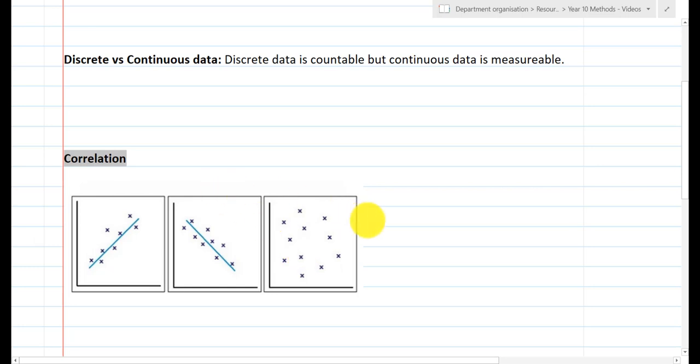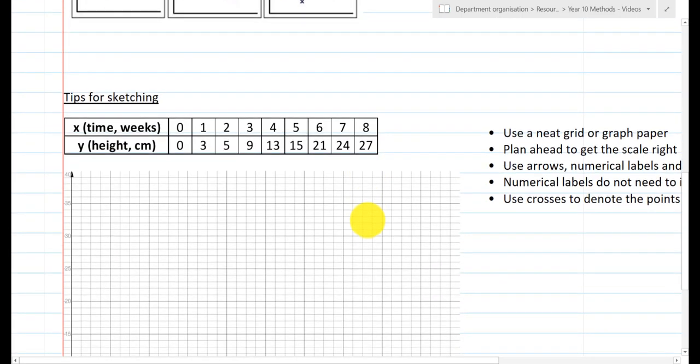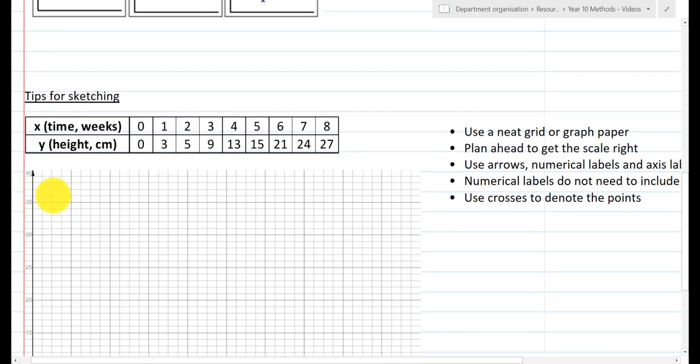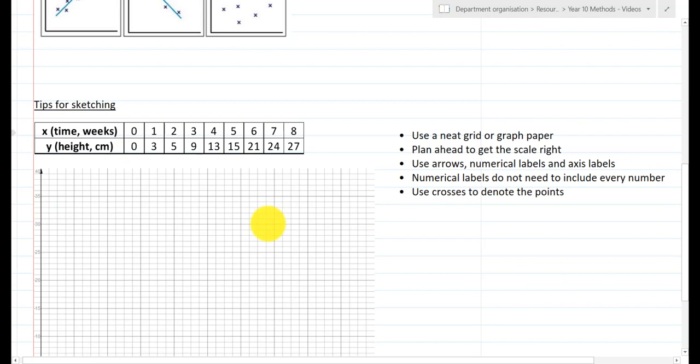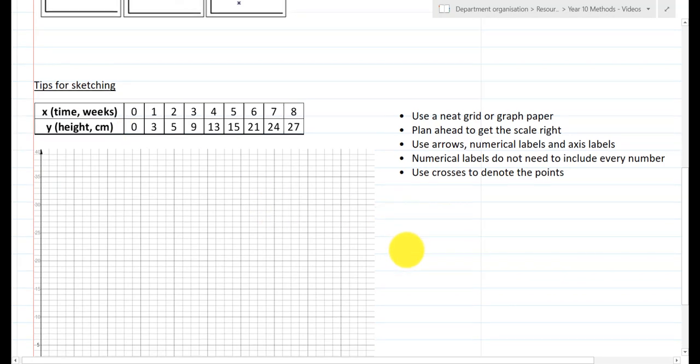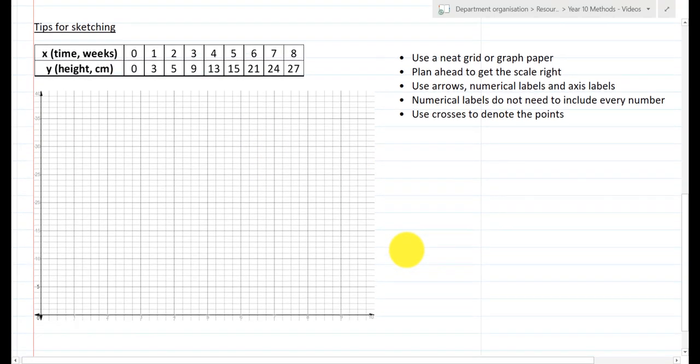So there's correlation. What I'm going to do now is talk to you about how to sketch graphs and just some tips for sketching graphs. So I've got a little list there and I'm going to sketch a graph here and just make sure that we're right with that. And then we'll answer a couple of questions which involve making predictions from graphs. So here's some tips for sketching.